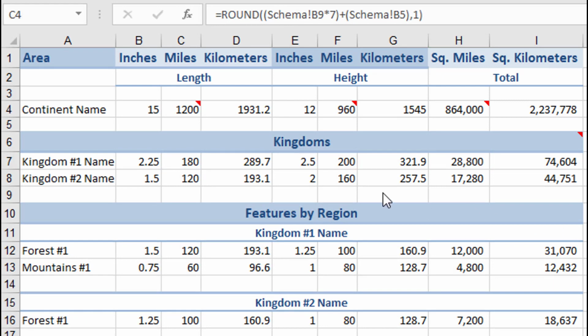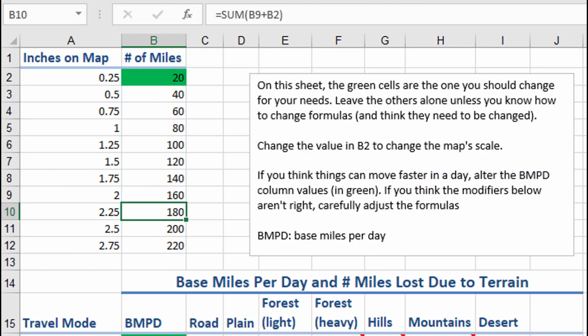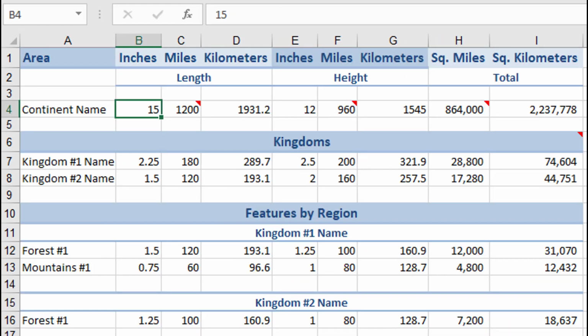The rest of the examples on this screen are essentially done the same way, but I do want to talk about this line up here for the continent. We have 15 inches, but you may remember from my schema sheet, which I'm going to flip to now, I only went up to 2.75 inches. So how am I going to get this? Well, we're just going to use some more formulas.